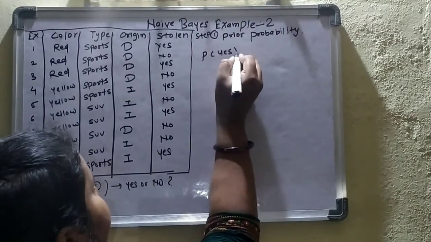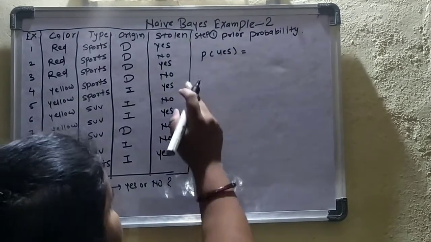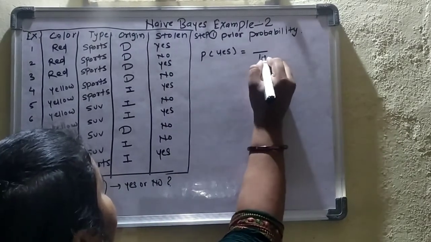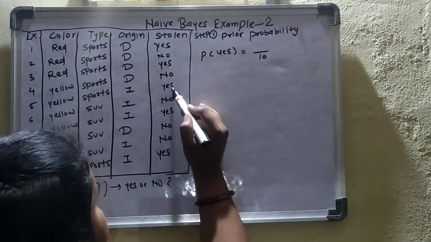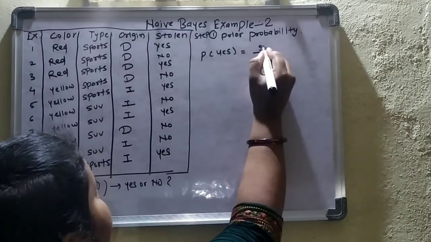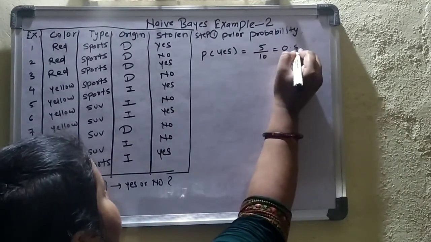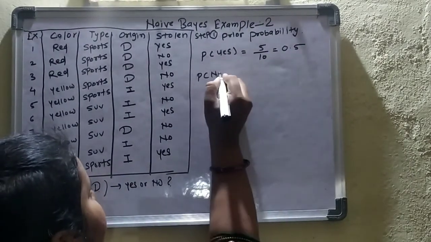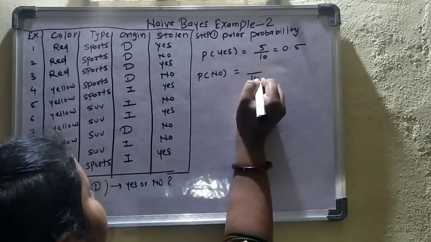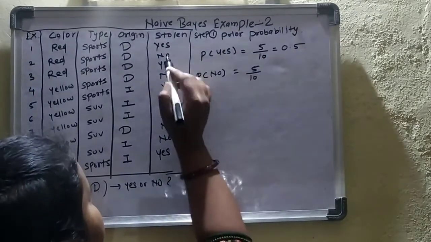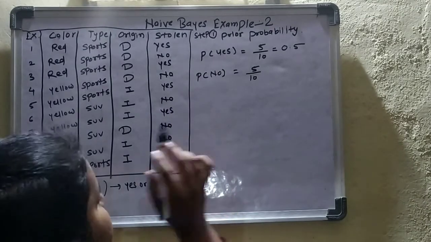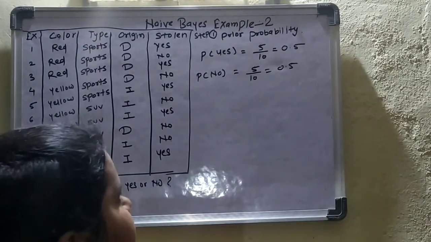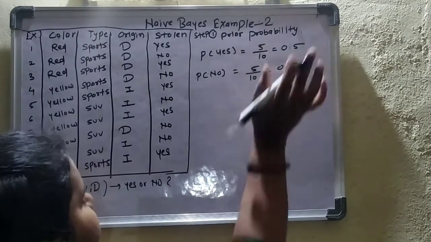The probability of yes is equal to, we have to calculate how many total number of entries are there. There are 10 entries. Out of that, how many are yes? 1, 2, 3, 4, 5. So 5 are yes. So the probability value will be 0.5. This is the prior probability for yes. Similarly, probability of no is equal to, there are 10 values out of which 5 are no. If you want to calculate, 1, 2, 3, 4, 5. 5 are no. So the value will be 0.5. So this is step 1. We have calculated the prior probabilities.